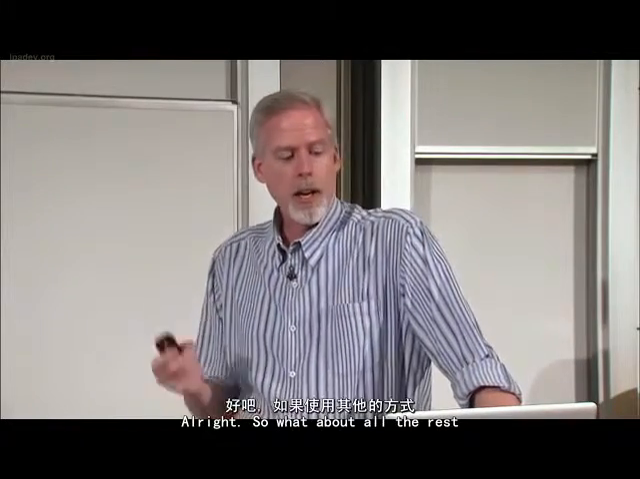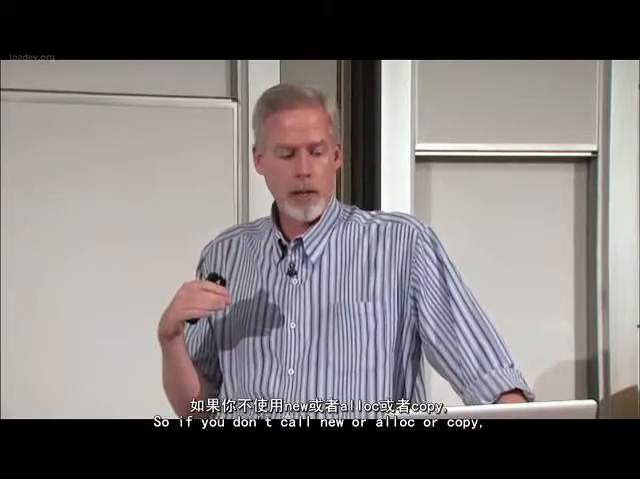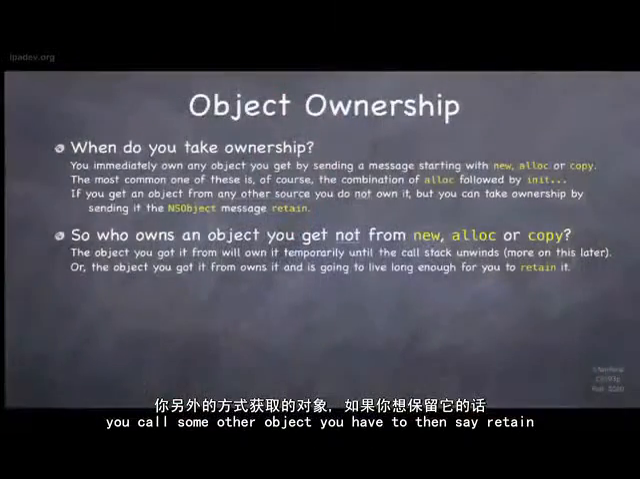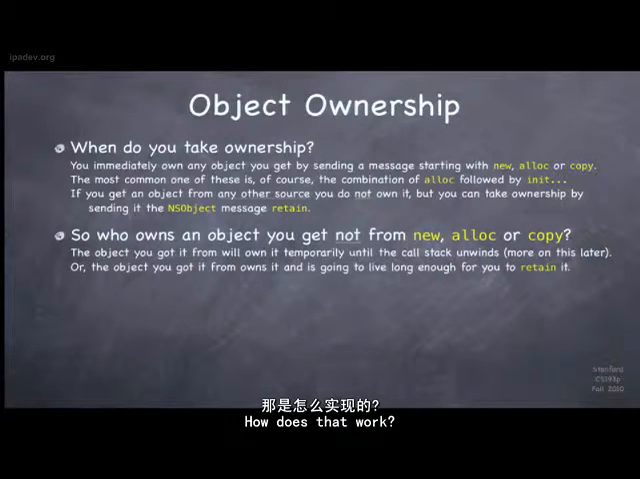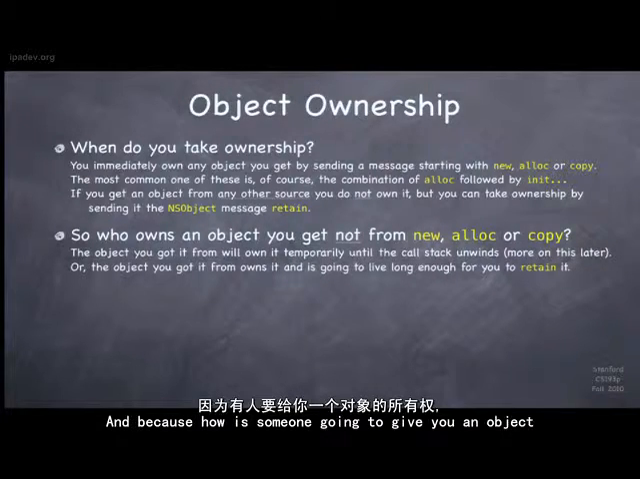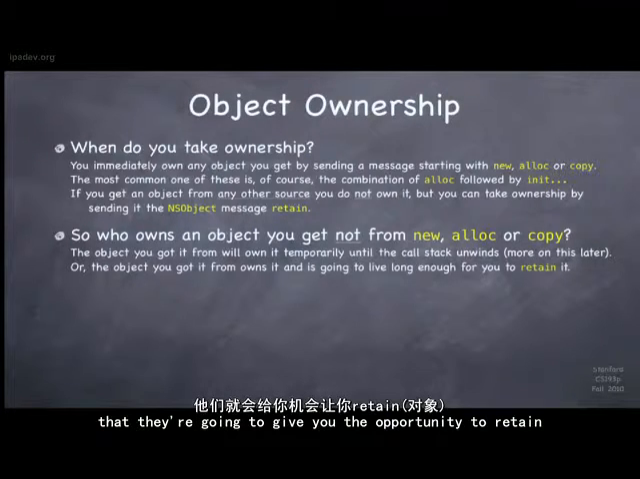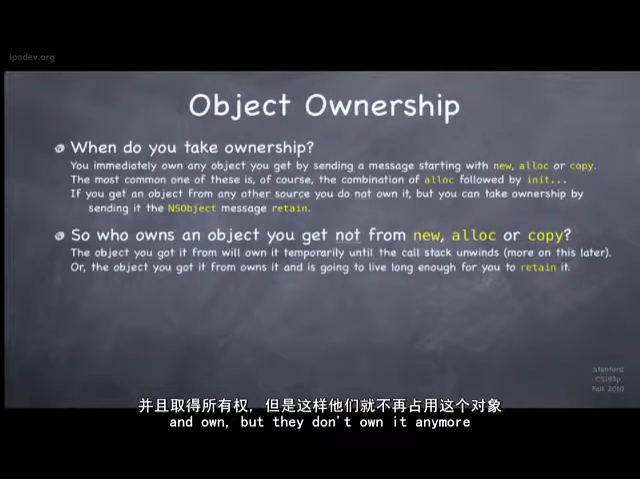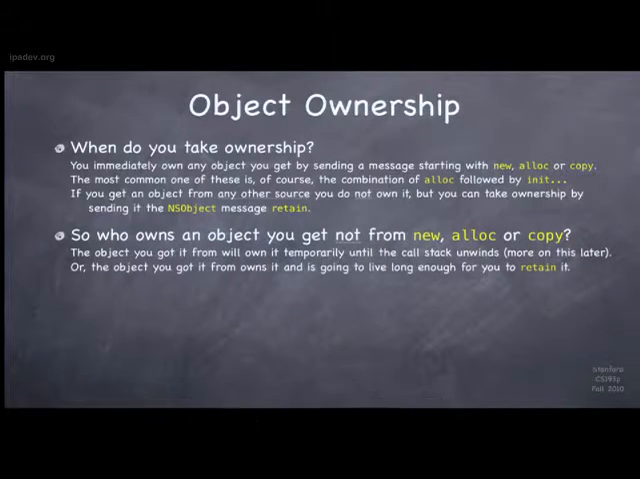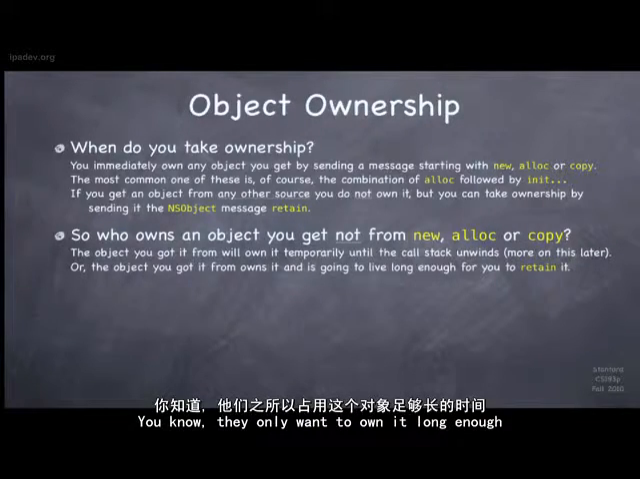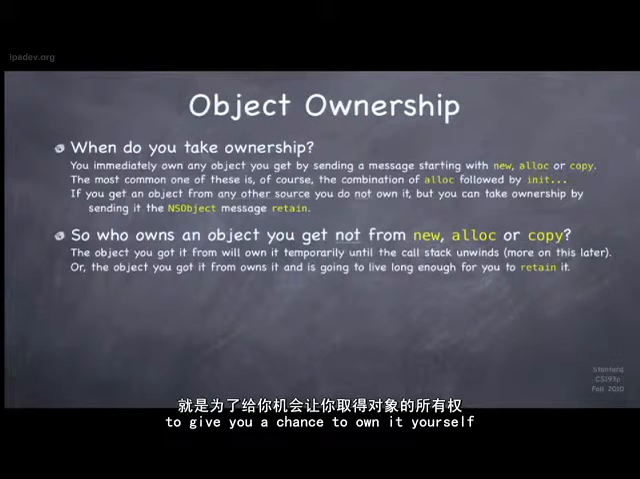All right, so what about all the rest of the ways you get an object? So if you don't call new or alloc or copy, you call some other method, you have to say retain if you want to keep it. How does that work? How is someone going to give you an object, give you the opportunity to retain and own it, but they don't own it anymore? Because they only want to own it long enough to give you a chance to own it yourself, and then they're done with it.